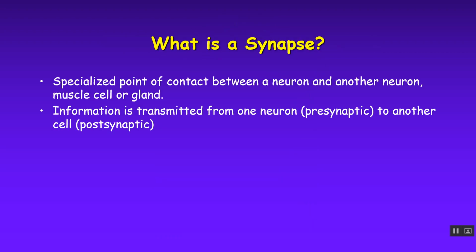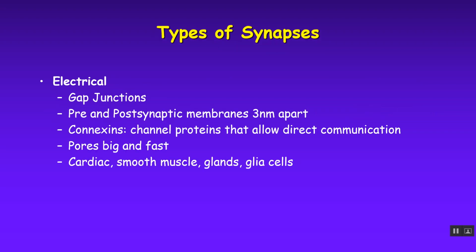So a synapse is just a specialized point of contact between a neuron and another neuron, muscle cell, or gland. Information is transmitted from one neuron, the presynaptic neuron, to another cell or neuron. The postsynaptic neuron or postsynaptic cell is what's going to receive that information. Two types of synapses. There's an electrical synapse, which is much less common to see.